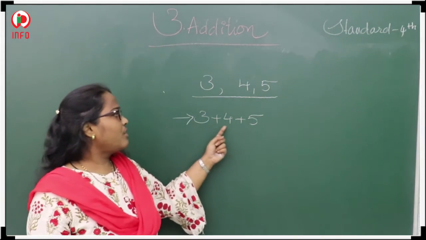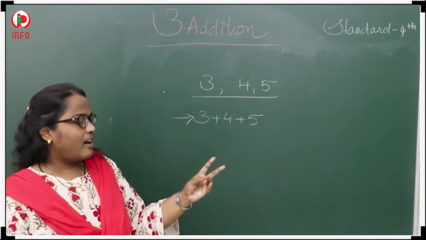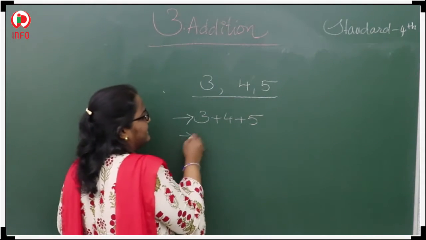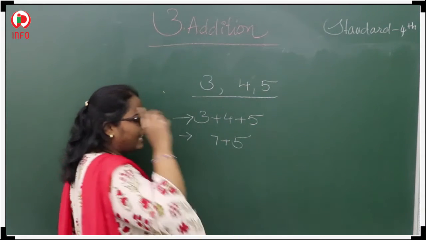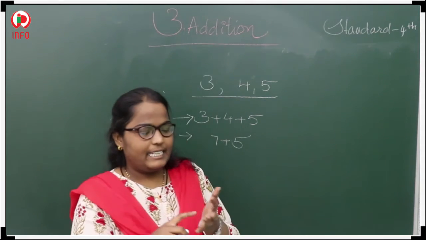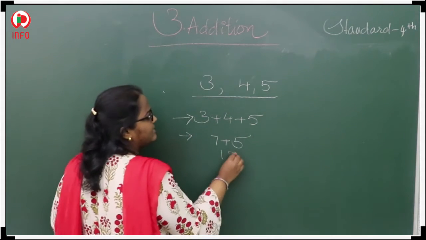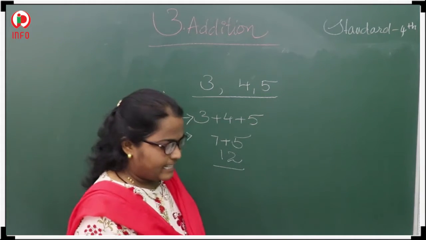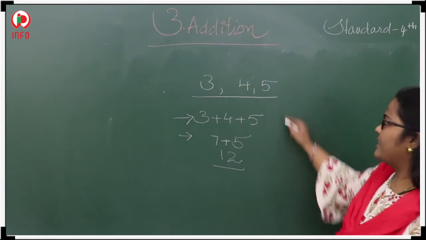3 plus 4: 3 in the mind, 4 fingers out. 4, 5, 6, 7. Next, 5. 7 in the mind, 5 fingers out. After 7: 8, 9, 10, 11, 12. So this is nothing but addition. Yes, I'll take another example of addition.